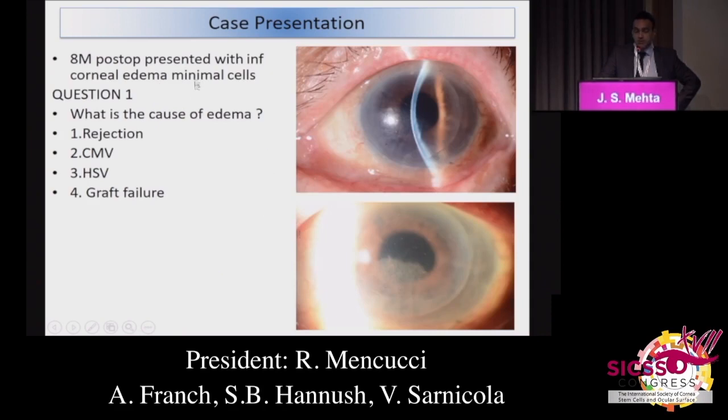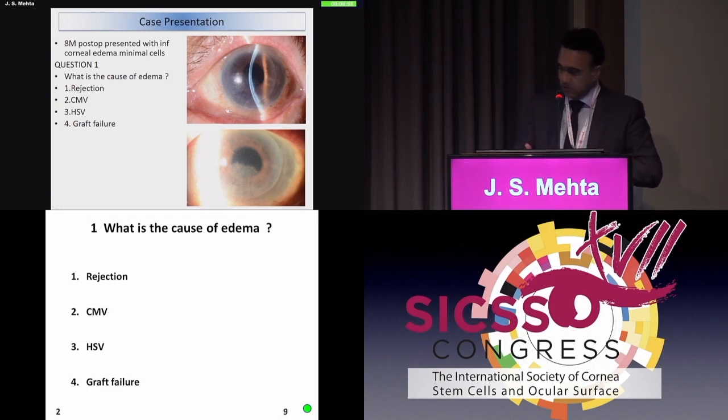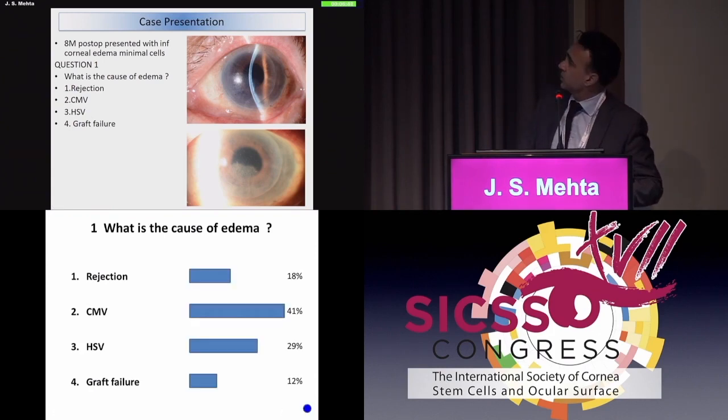He then came back 8 months after his surgery, and his cornea looked like this. He has this inferior area of edema with a few KPs, very minimal anterior chamber activity. So the first question is, what is the cause of this edema? Inferior edema, a bit of KPs, very little AC activity. Is it a rejection? Could it be viral, either CMV or herpes simplex, or is this basically graft failure?